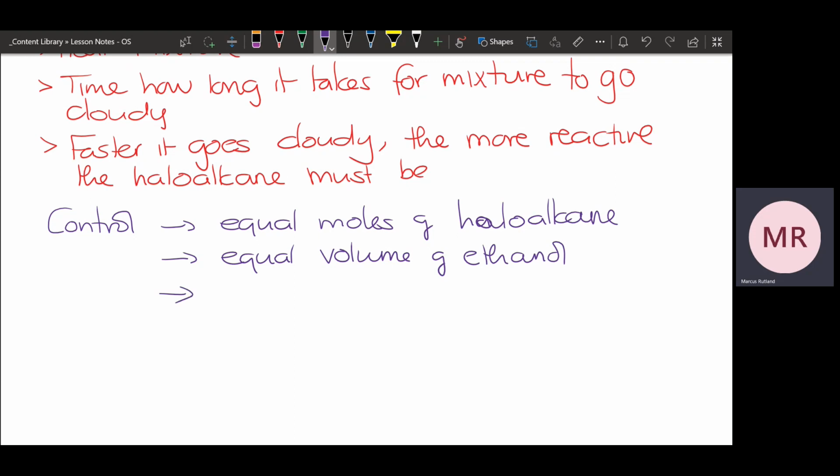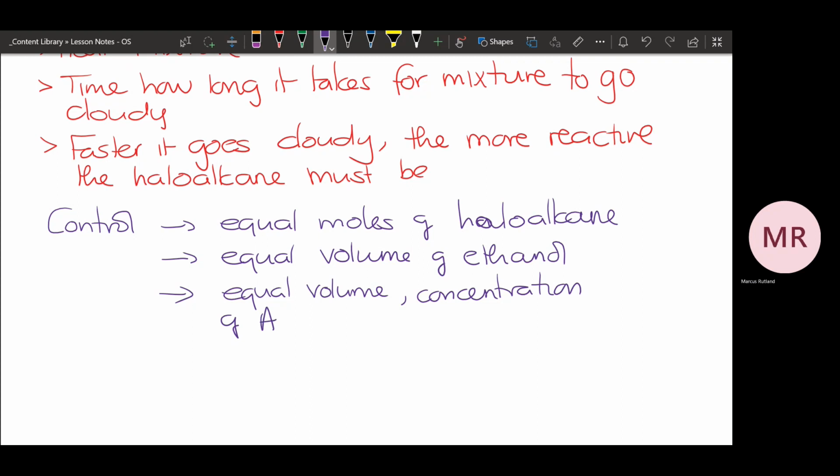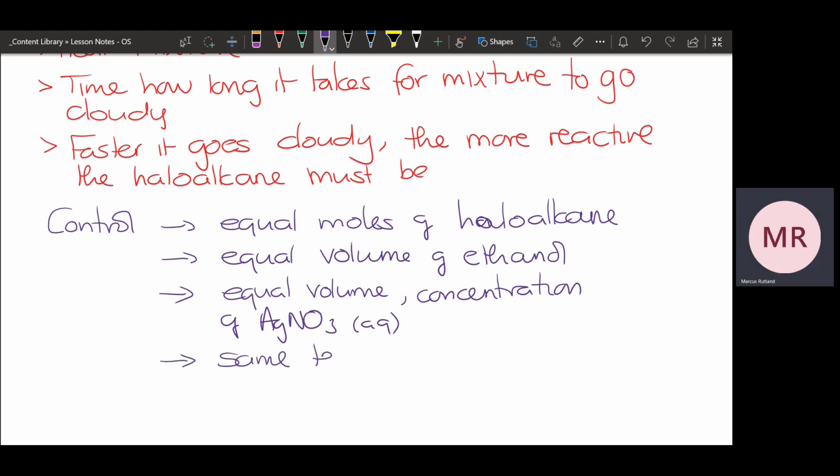What else? Can you think of anything else? Think about the different factors in there that could affect how long it takes for it to go cloudy. Equal volume and concentration of the silver nitrate solution. Anything else? Same temperature. Don't say the same haloalkane each time, because the whole point here is you're comparing haloalkane reactivity. So that has to vary. Everything else is staying constant. So you would control those.